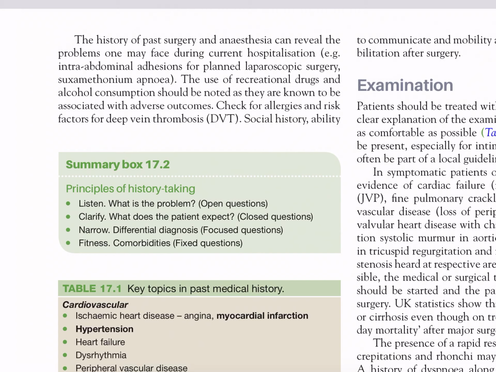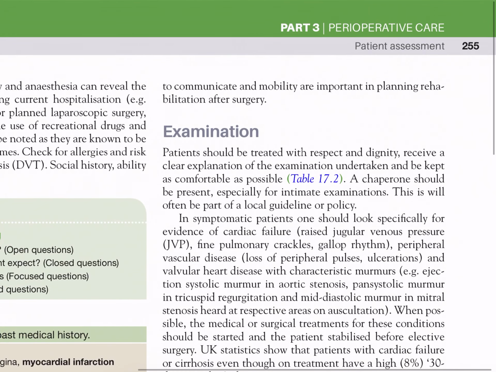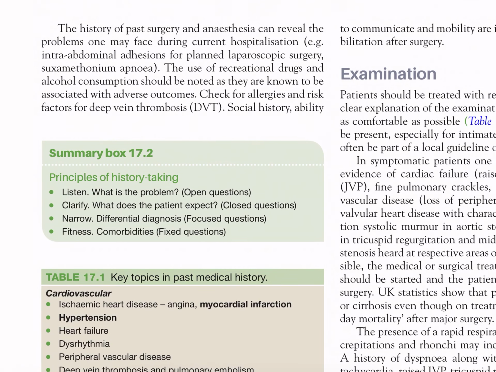The use of recreational drugs and alcohol consumption should be noted, as they are known to be associated with adverse outcomes. Check for allergies and risk factors for deep vein thrombosis. Social history, ability to communicate, and mobility are important in planning rehabilitation after surgery. So, summary 17.2, principles of history taking.